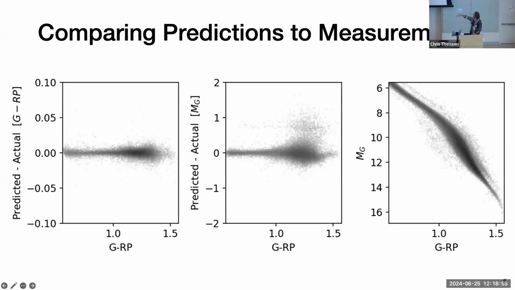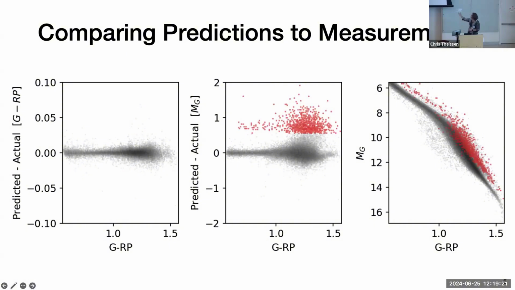Here I'm showing a difference plot. So on the y-axis is the predicted color minus the actual color on the left-hand side. In the middle is the predicted absolute magnitude minus the actual measured absolute magnitude from Gaia. And we just have our Hertzsprung-Russell diagram again. And we can see that we're covering the colors very well. This is good because the RP spectra are in the G minus RP color, right? They're just the photometry, but in the prism spectra.